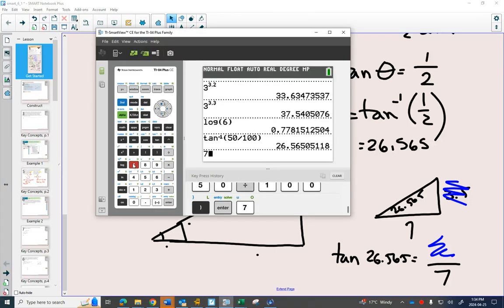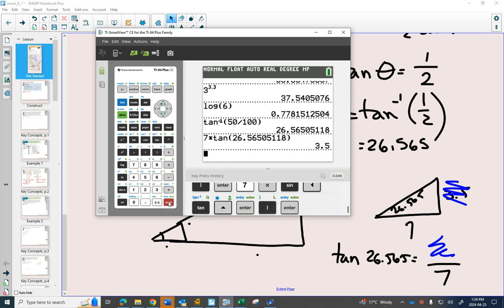I say 7 times tan of this 26.565, all those decimal places. It says, oh, it has to be 3.5. This is the power of trigonometry.